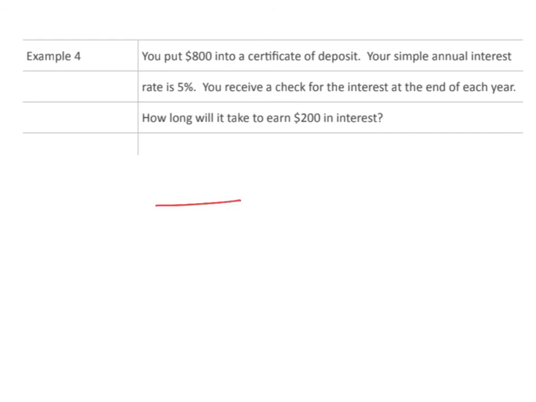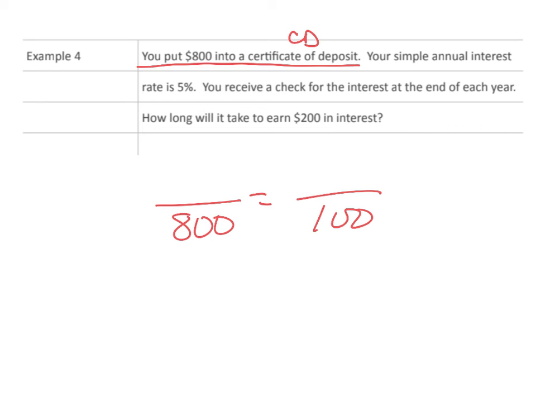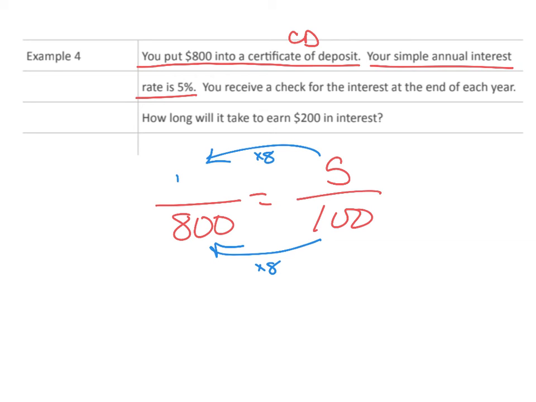So let's try this one. You put $800 into a certificate of deposit. Remember, that's a CD again, so that's your original amount. Your simple annual interest rate is 5%. So far, so good. So let's figure out how much we're going to earn. And again, I'm going easy. 100 times 8 gives me 800. So 5 times 8 gives me 40. So we earn $40 in a year.